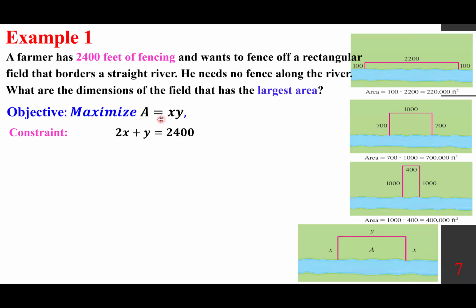And to do so, you solve for y, which becomes 2400 minus 2x. And put that into A. Now A becomes a function of one variable, namely x only, so it becomes x times 2400 minus 2x. And if you distribute, you get 2400x minus 2x squared.